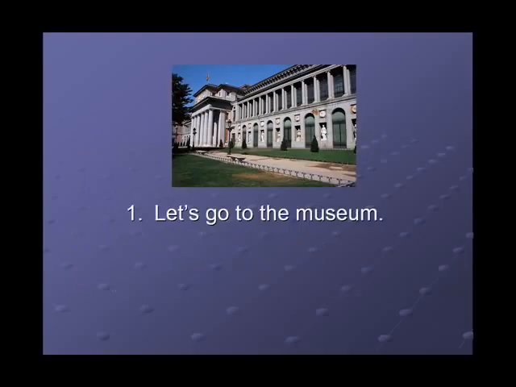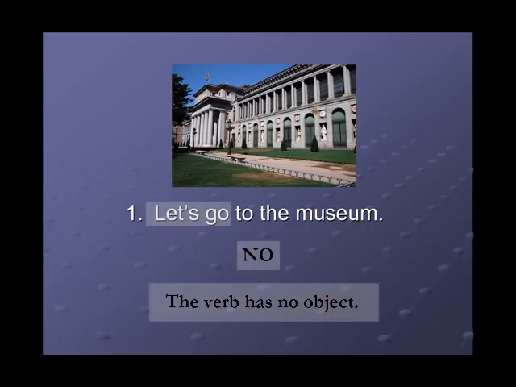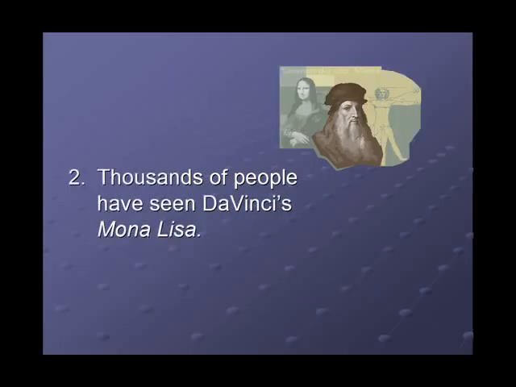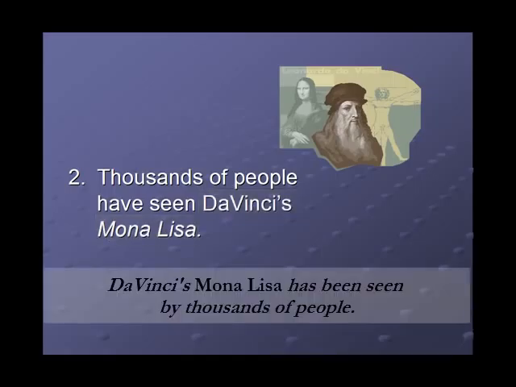Number 1. Let's go to the museum. Can we change it? No, there is no object. 2. Thousands of people have seen Da Vinci's Mona Lisa. Is it possible to change it? Yes. The verb is have seen, and the object is Da Vinci's Mona Lisa. If we were to change it, it would be Da Vinci's Mona Lisa has been seen by thousands of people.